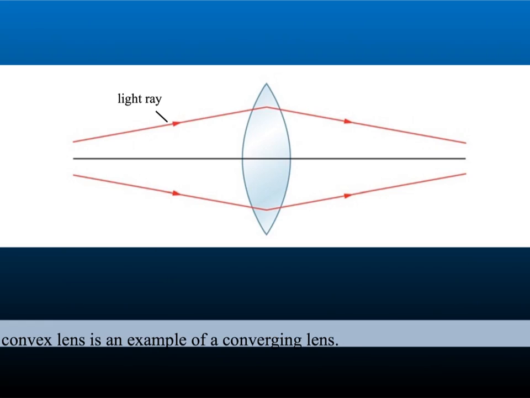When drawing ray diagrams, we always put this line through the centre of the lens. This is called the principal axis. We also normally draw this line through the centre of the lens, which is called the optical centre.